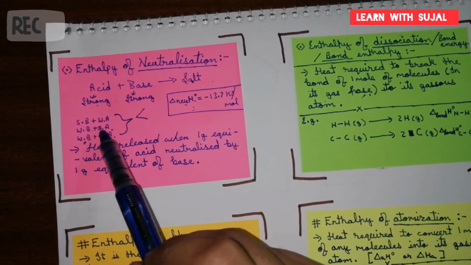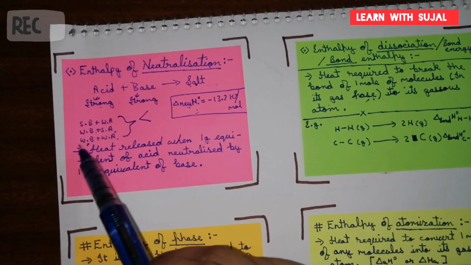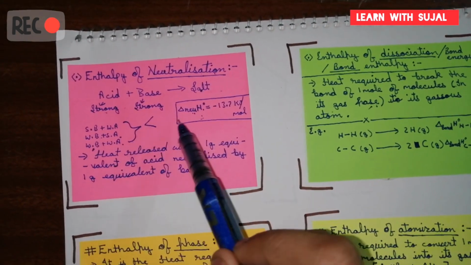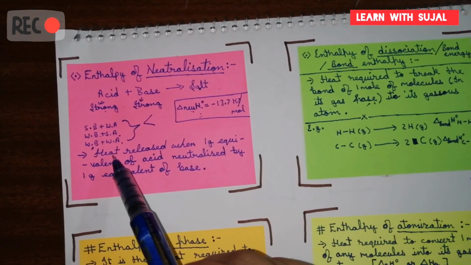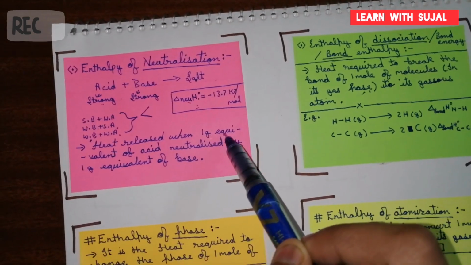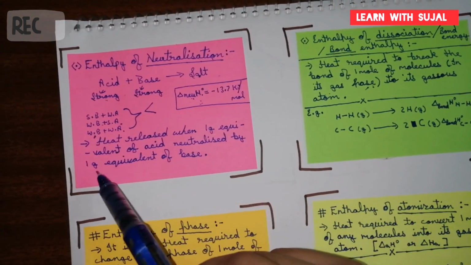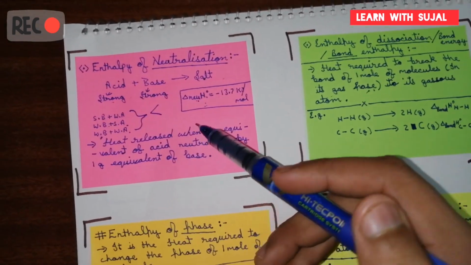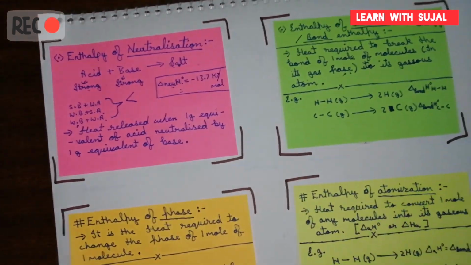Strong base plus weak acid, weak base plus strong acid, weak base plus weak acid, they are all small as compared to this value. It is defined as the heat released when 1 gram equivalent of acid is neutralized by 1 gram equivalent of base. This will not come in the exam as per the syllabus guidelines.